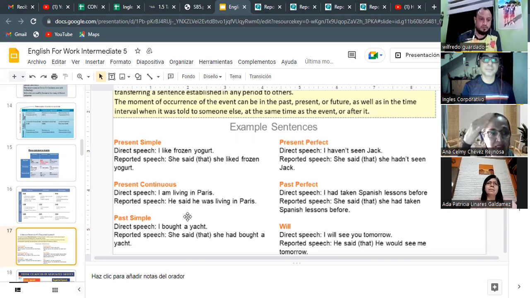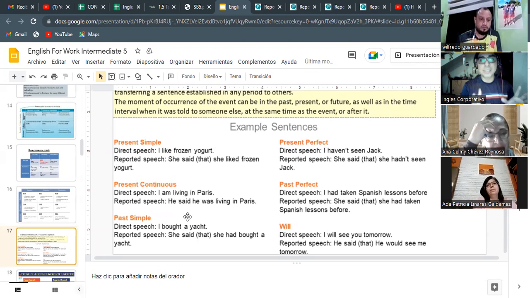For example, the simple change to past, the present continuous to past continuous, the past, the past perfect. Teacher, we're both going to check. Yeah, it's like that.